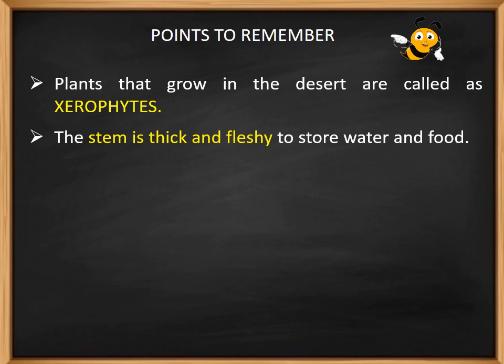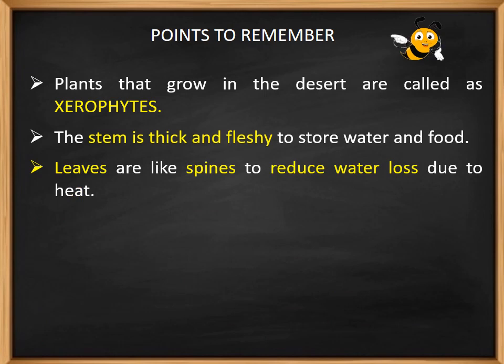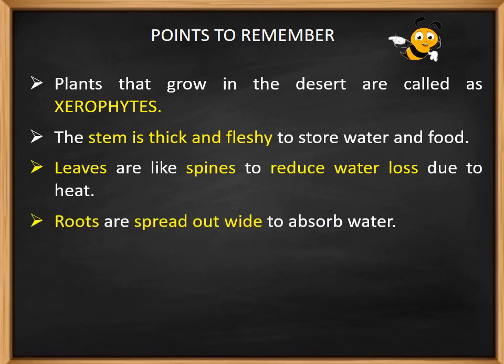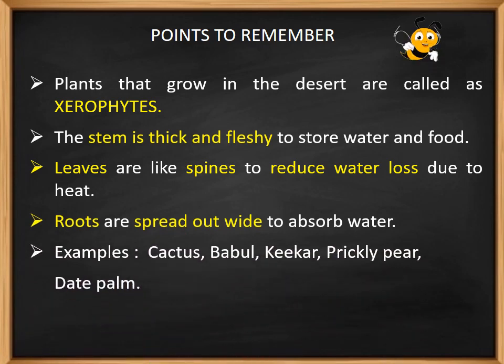The stem is thick and fleshy so that it can store water and food. The leaves of these plants are like spines to reduce water loss due to heat. Roots are spread out wide to absorb water. And the examples of plants growing in desert are cactus, babul, kikar, prickly pear and date palm.